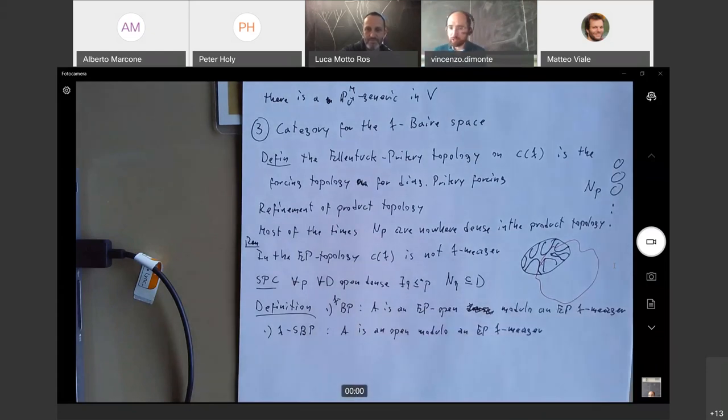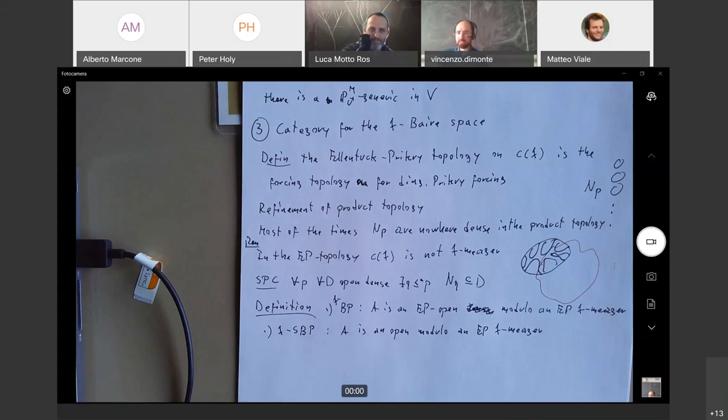So the more I think about it, the more I think the second one is the right notion, because the first one has too many things. There are too many opens, and our aim, right, is like the product topology. So I think this is the right notion. But I don't know anything else.